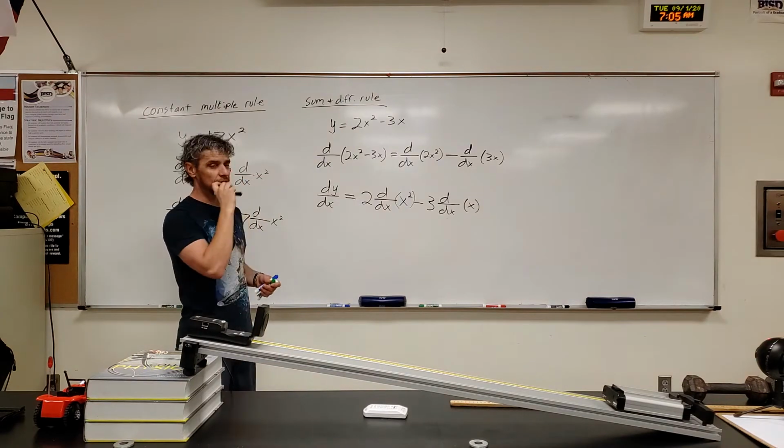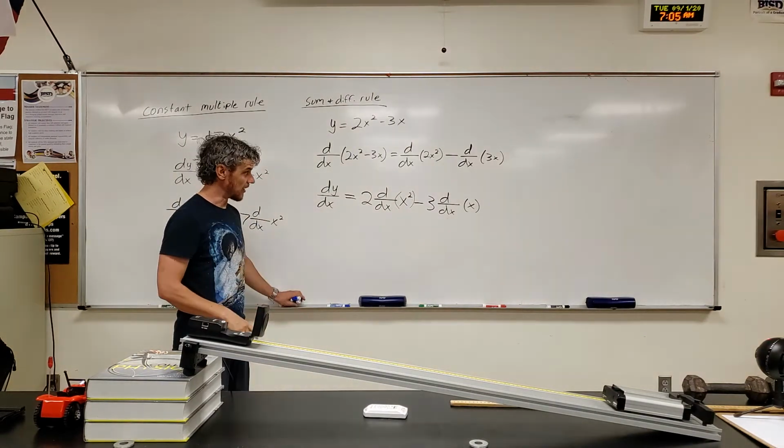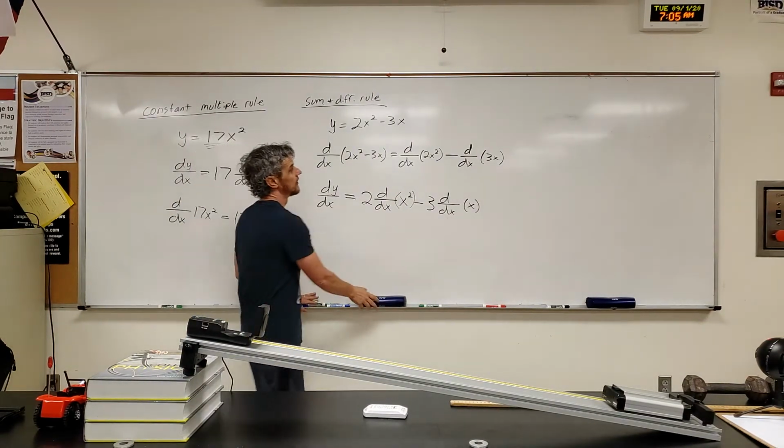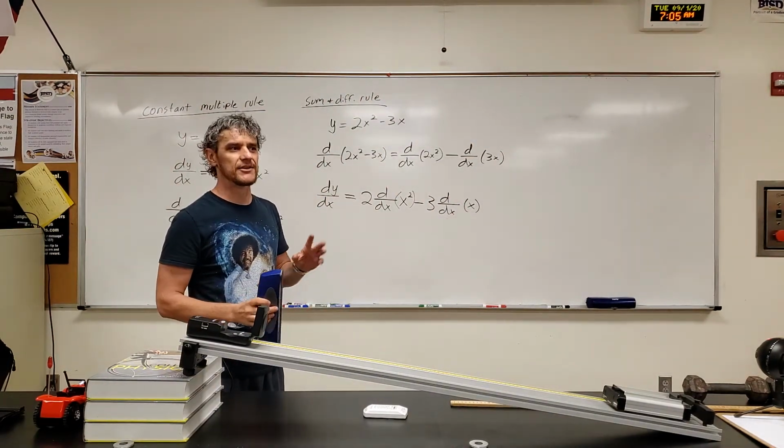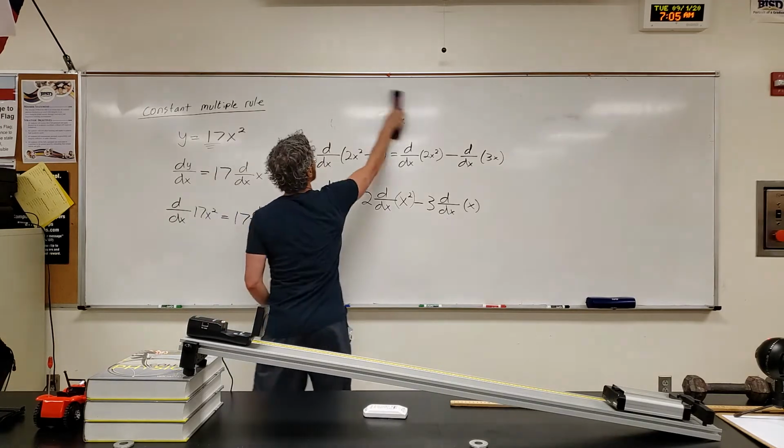So those are the constant multiple and the sum and difference rules. They're going to make your lives a little easier. If this still is confusing, that's okay. Let's do some examples and I'll introduce the power rule now.